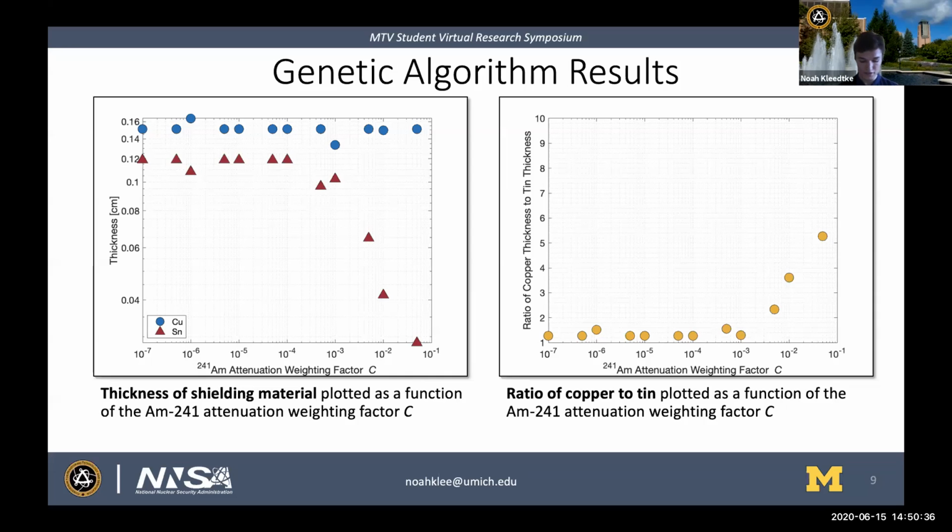On the right, you'll see the ratio of copper thickness to tin thickness plotted as a function of that weighting factor. And as the weighting factor is decreased, the ratio actually asymptotically approaches 1.25.